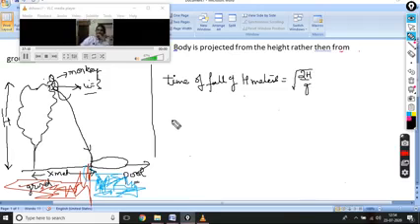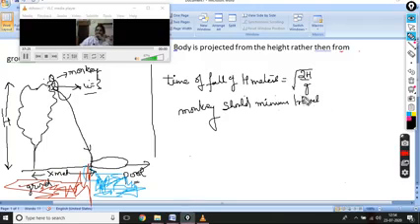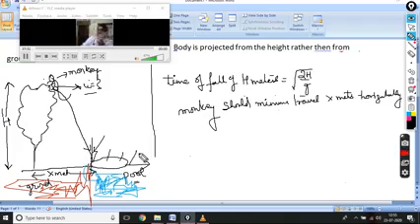So in that much time, the monkey should travel minimum x meters horizontally. Why am I using the word minimum? Our objective is to make the monkey reach here. Whether it reaches here or anywhere beyond this point, if the monkey lands beyond this point, he's safe. He's in the pool. He should not fall on the ground. So he should travel minimum x. If it travels more than x, no problem.